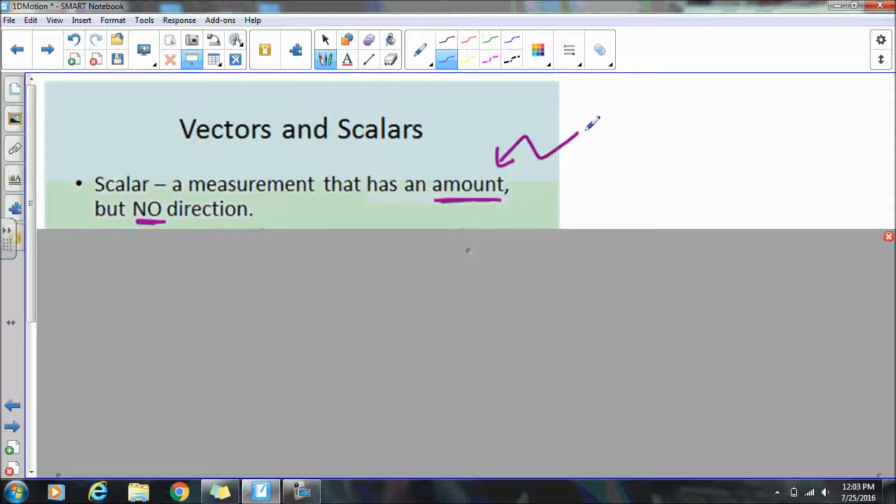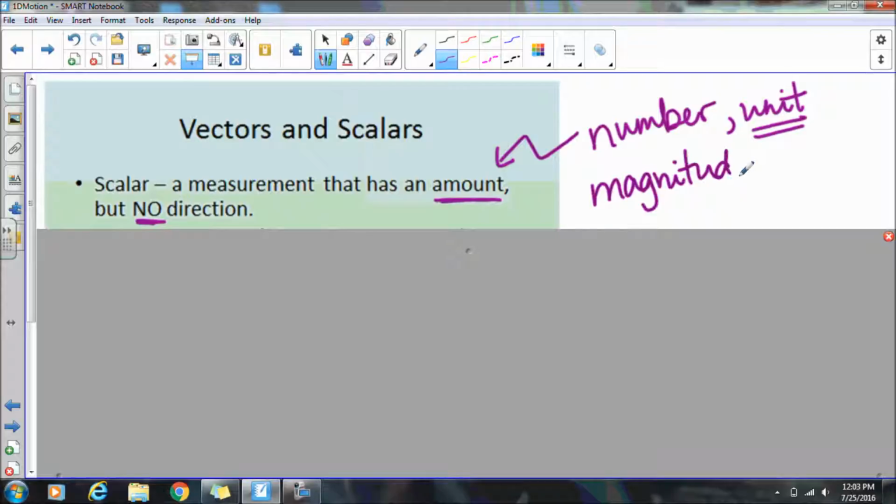So an amount is just a number and a unit. So in the case of money, the number would be 20, the unit would be dollars. So this is just a number. Another word you might see when it comes to amount is magnitude. Do not get confused with this word. Magnitude is just the technical term for a number with a unit. That is it.